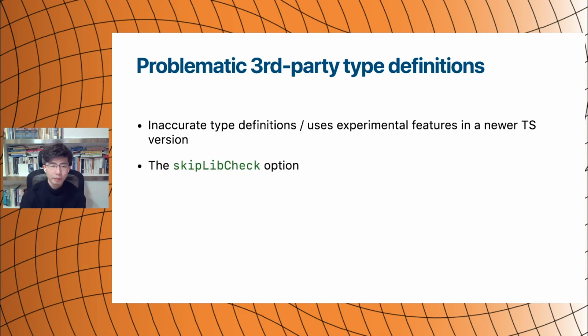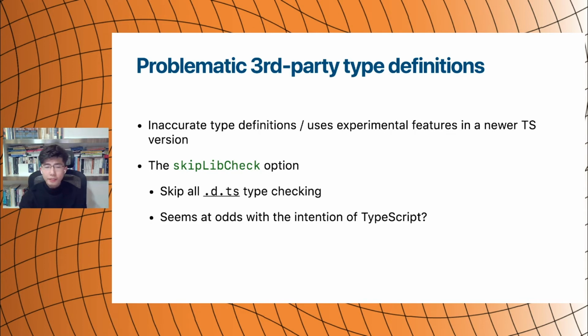Then here comes the skipLibCheck option. When it is enabled, TypeScript will skip all .d.ts type checking. That includes the ones in the user project and all those from the node modules folder. At first glance, this seems at odds with the intention of TypeScript, right? Because the whole reason we use TypeScript is to check our code against the types. Why would we want to skip the type checking altogether?